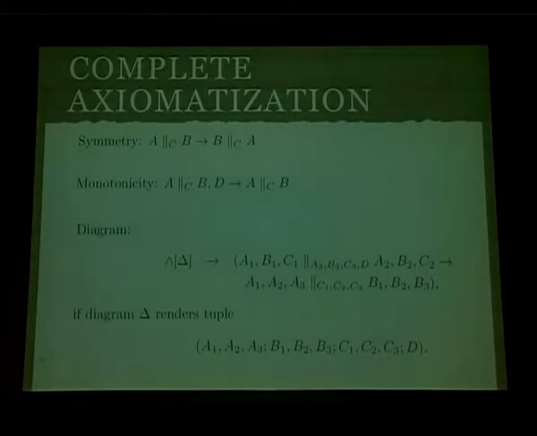So this is the axiomatization. Why is it a recursively enumerable axiomatization? Because anyone can just enumerate all possible diagrams. And for each diagram, you can see if a given tuple is rendered by this diagram. It's a decidable property. And afterwards, if yes, then you write the next one.